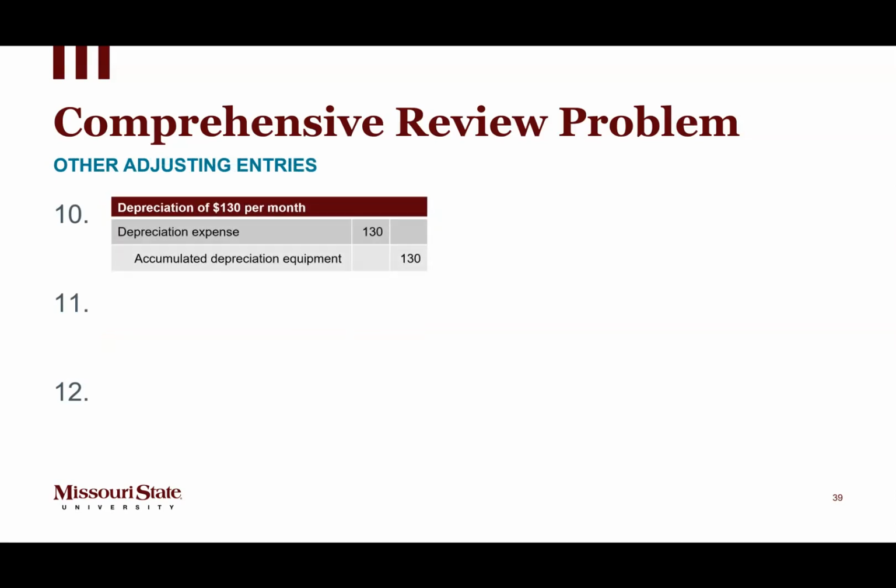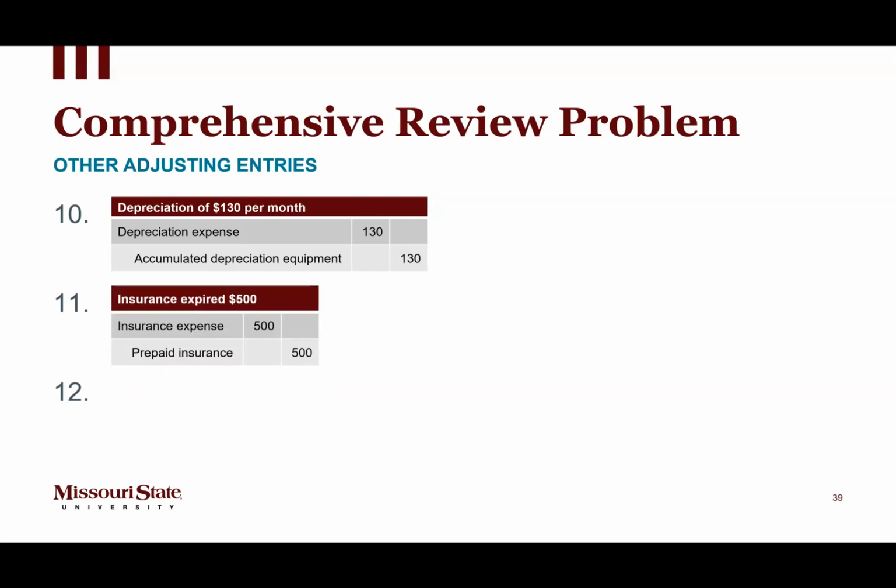So some other adjusting entries. Well, we need to make that depreciation expense entry every month. So we're going to debit depreciation expense to increase it. We are going to credit accumulated depreciation to increase it as well. Okay. We had insurance that expired at $500. Essentially, think of this as you have used up $500 of your prepaid insurance asset. So we need to debit the insurance expense for $500 to recognize that use of that asset has gone to help us generate revenues this month. Again, that is the matching principle, right?